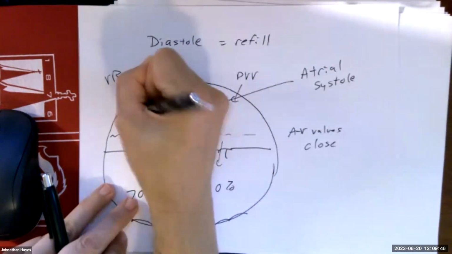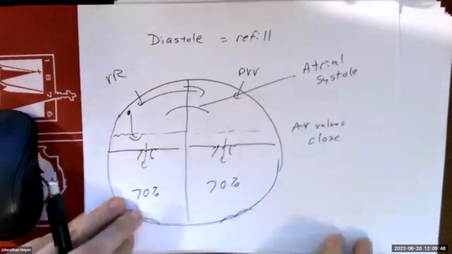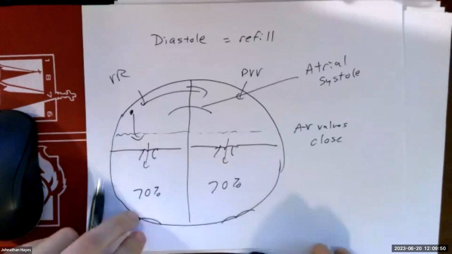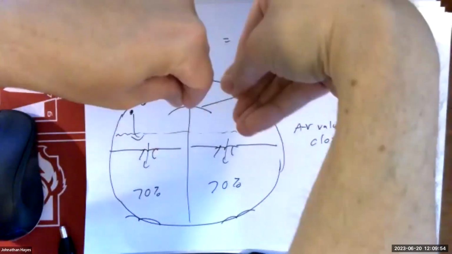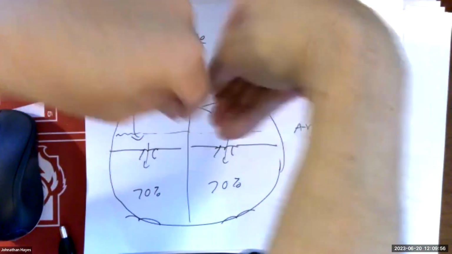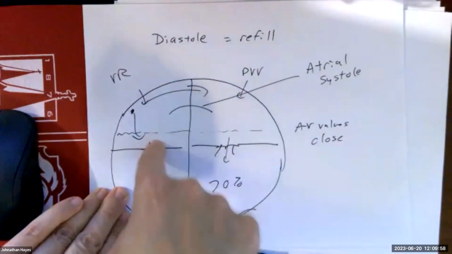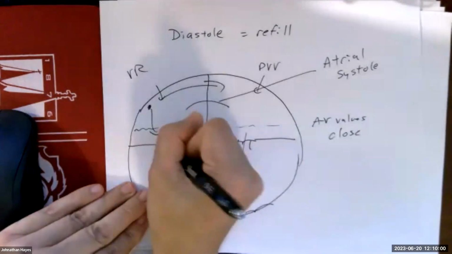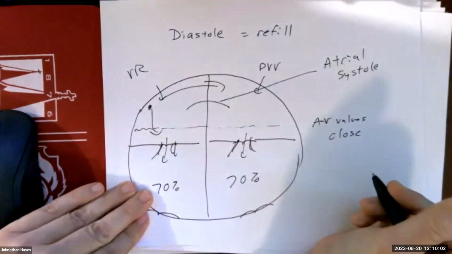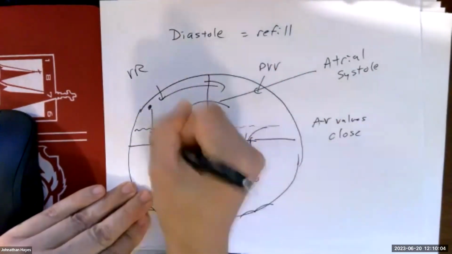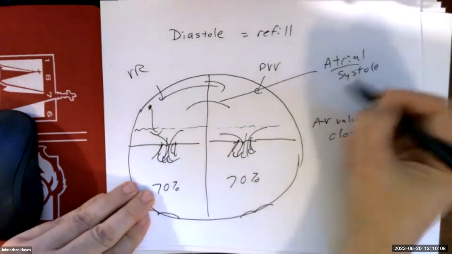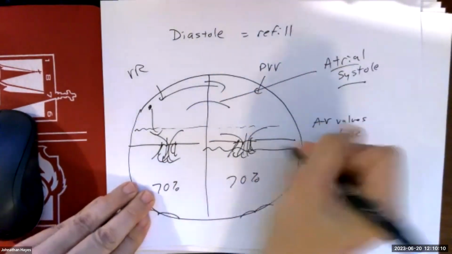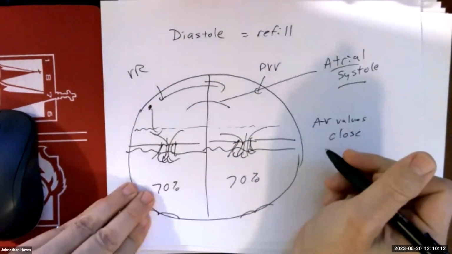And that will happen because the SA node is going to fire first. And when that SA node fires, your atria are going to contract. And when the atria contract, that's going to compress that blood that's left over in these atria. It's going to open these valves back up again. And that last 30% of the blood is now going to enter. Okay, so because of atrial systole, we have now filled our ventricles.